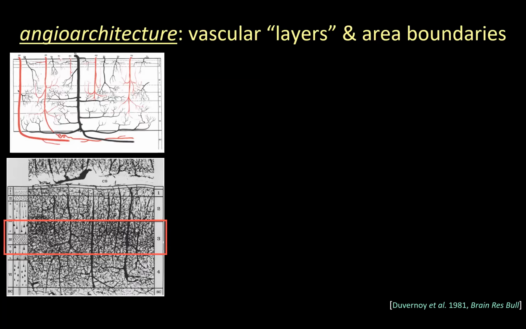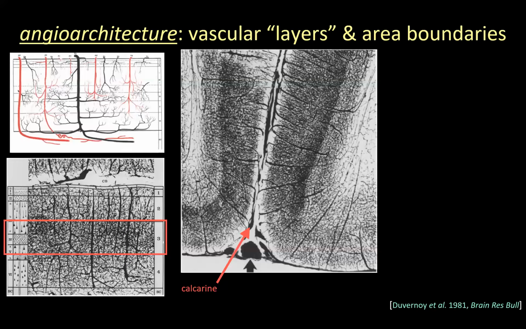And this makes sense. We know that the vasculature is adapted to the needs of the cortex, and it makes sense that there'd be some relationship between vascular and neuronal architecture. Now, this vascular architecture also varies across cortical areas. This is my favorite example.